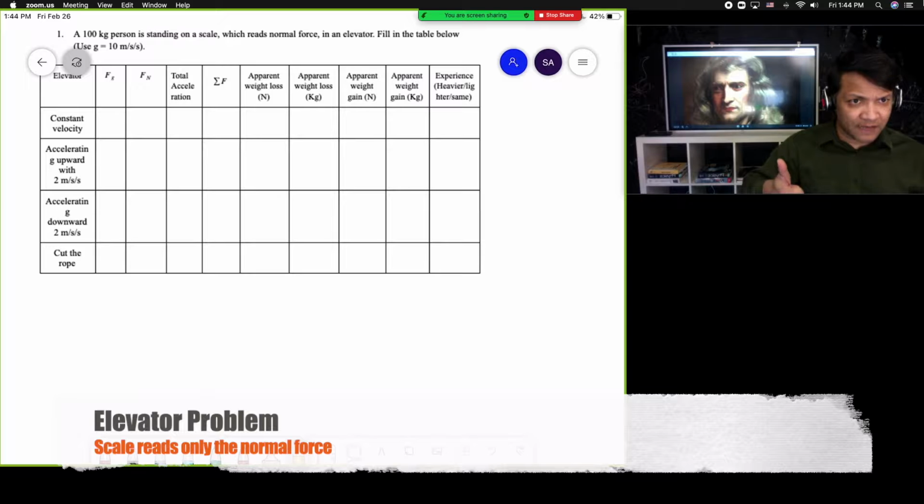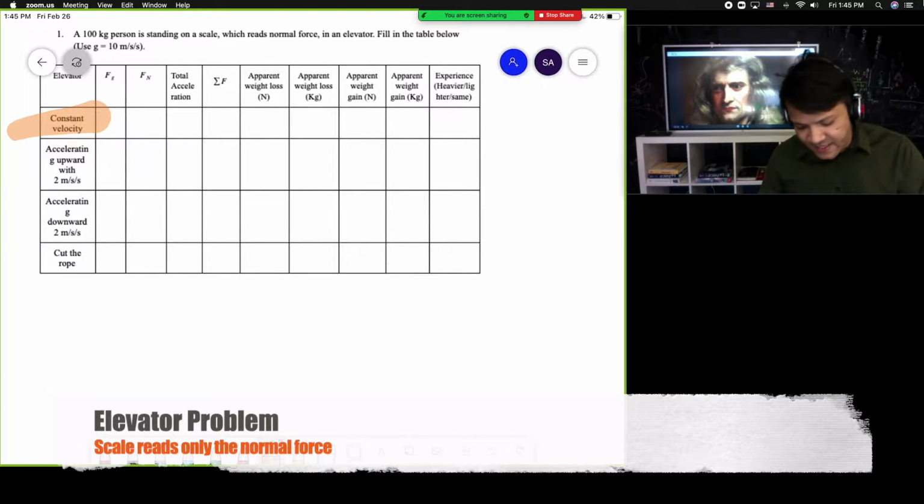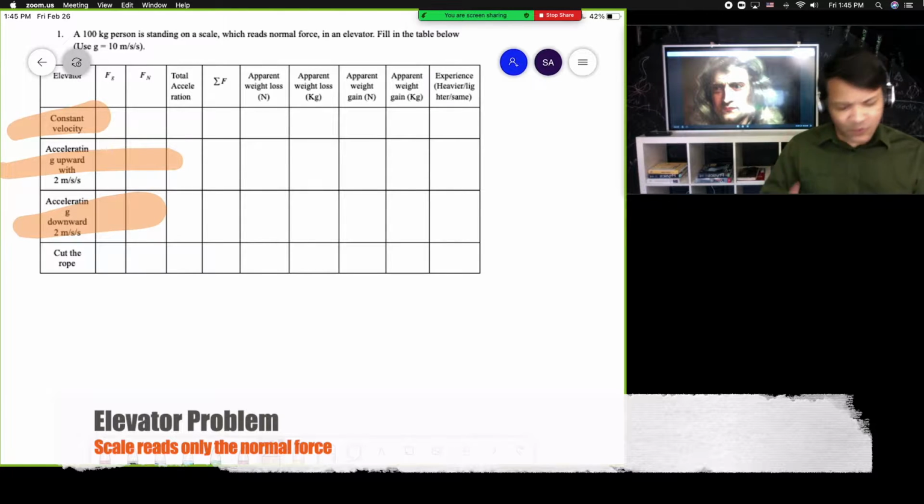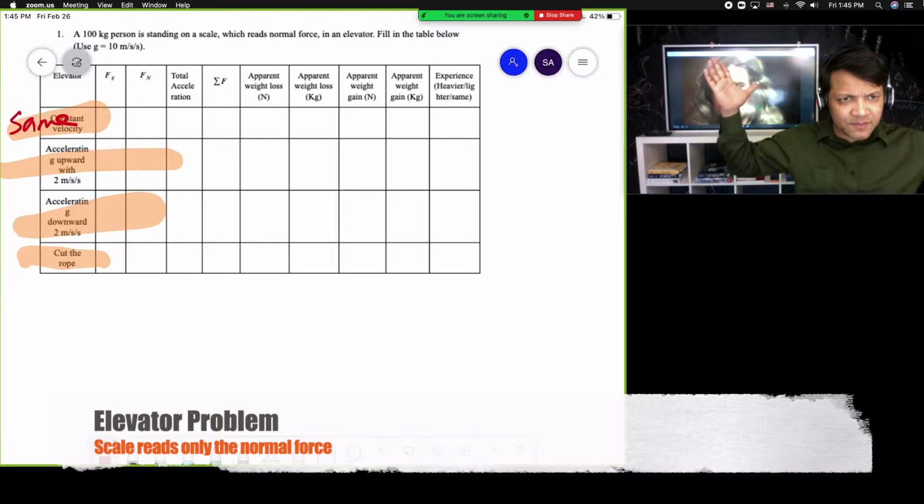Number 1, when the elevator is in constant velocity. Number 2, when the elevator is accelerating up. Number 3, when it is accelerating down. And number 4, when someone cuts the rope of the elevator. So what is the person experiencing? The person experiences the same weight over here, because there is no apparent weight loss or gain. So the elevator is at constant velocity.